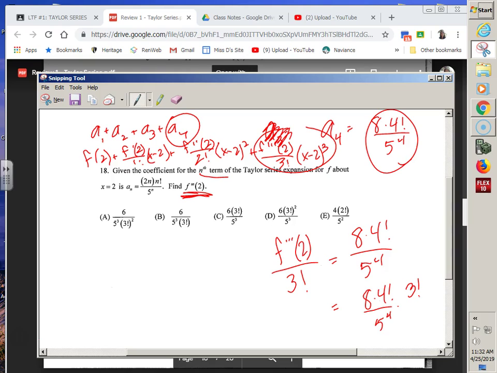One, 2, 3, and 4. None of them would reduce with 5 to the fourth. All of them have 5 cubed. Dang. I thought I had it. It is a sub 3, which means they must start at a sub 0.